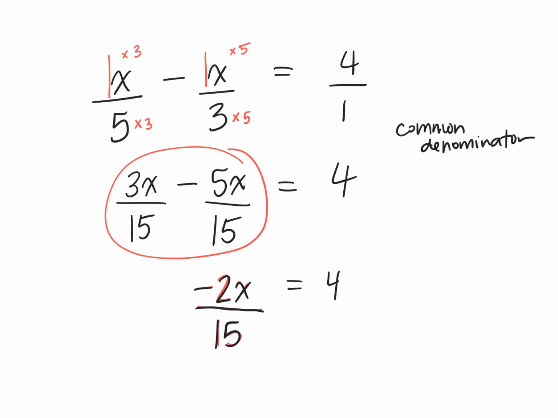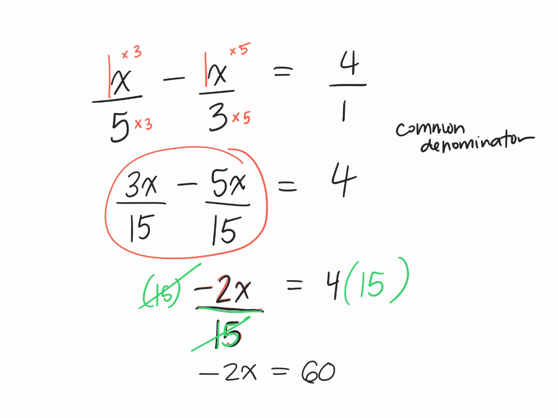What do you think we're going to do now to get rid of that divided by 15? What's the opposite of divide by 15? Times by 15. That gets rid of it. What do I have to do to the right side? Times by 15. So now I just have the negative 2x on the left side. And let's simplify it. What's 4 times 15? 60. 4 times 15 is 60.